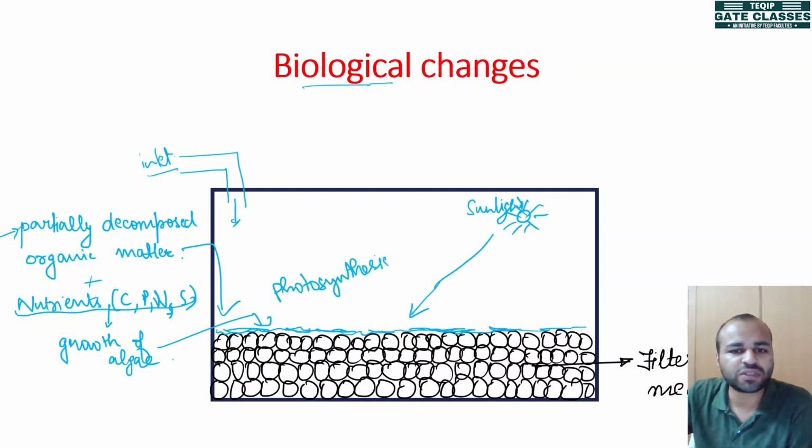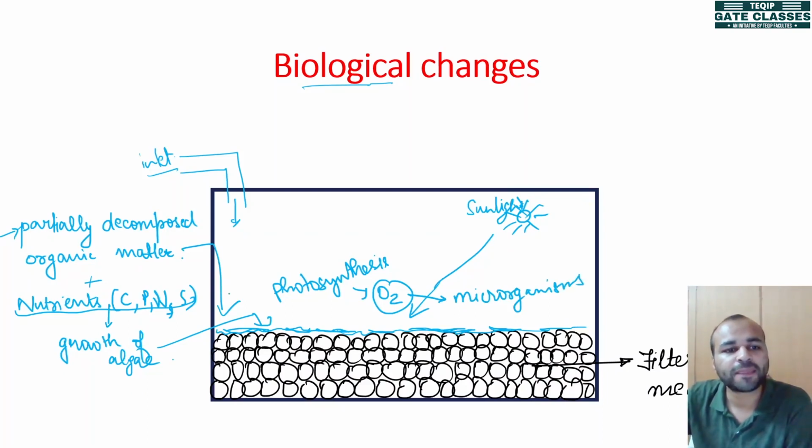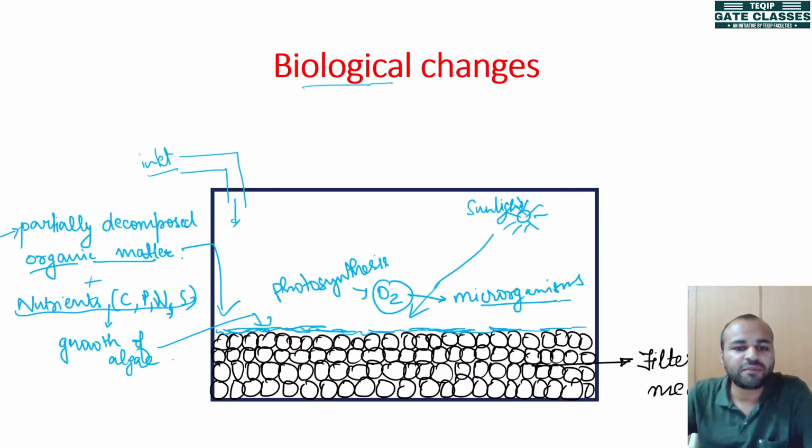In the process of photosynthesis, this algae produces oxygen. Now this oxygen is used by the microorganisms to decompose these organic matters further. Okay, these microorganisms process this organic matter and decompose it again, making a thin layer. Now the layer that is formed here, we term it as Schmutzdecke.